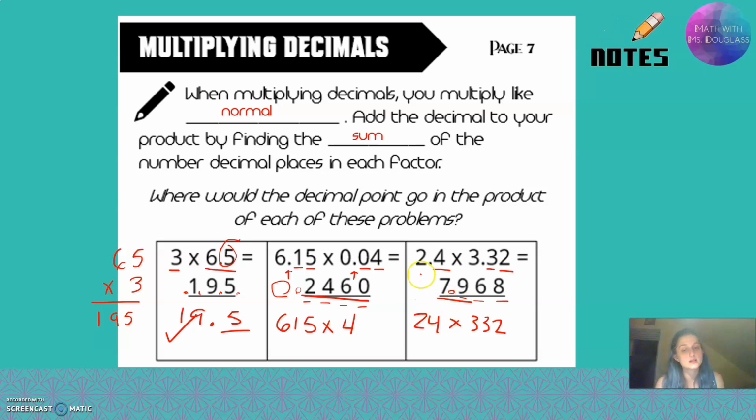And again, you can still estimate. 2 and 4/10, that's kind of like 2. 3 and 3200ths, that rounds down to 3. 2 times 3 is 6. So you want to put your decimal point somewhere that makes your answer close to 6. 7 and 9/10 is closer than 79 or 796 or 0 and a little bit. So that's another way to double check your answer. And that's how you multiply like normal and add your decimal points in at the end.